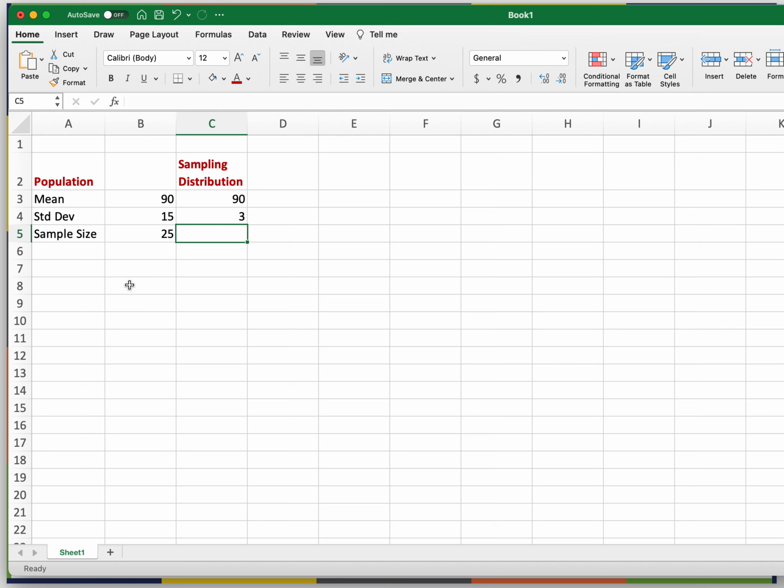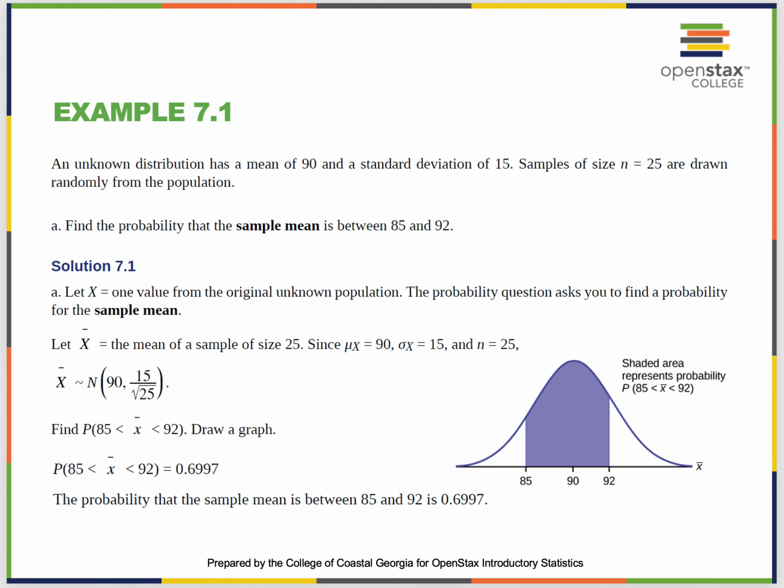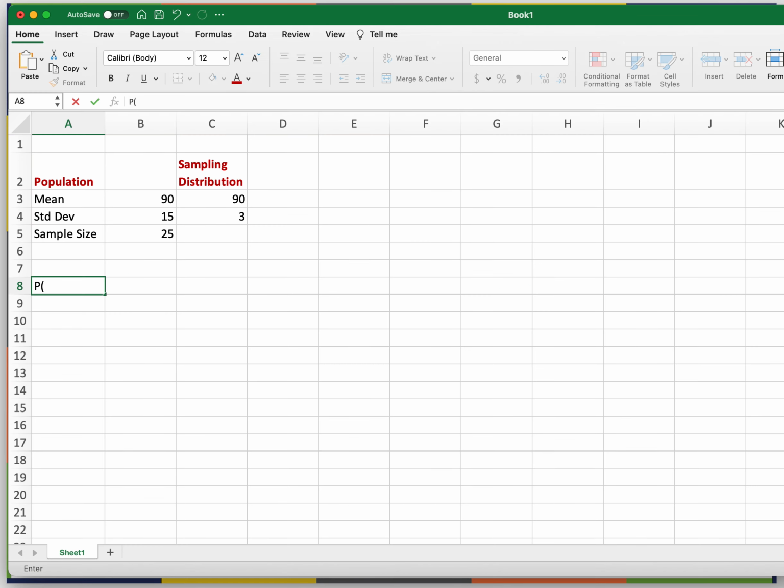So now we want the probability that, and I can't remember what it was. So what are we saying? X bar is between 85 and 92. 85 is less than X, let's call it X bar, like this, which means that I'm using a sampling distribution. I don't know what the parent distribution is anyway, to 92. That's an in-between.